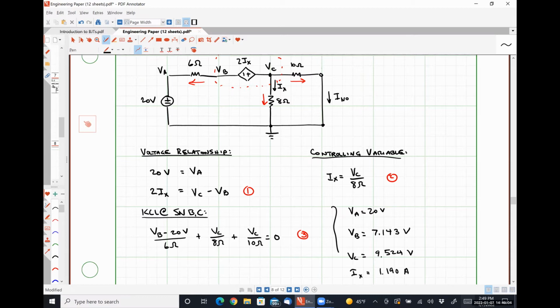So, assuming that these 4 values for VA, VB, VC, and IX are correct, Dylan, could you tell me how I can use those values to determine the quantity I Norton?